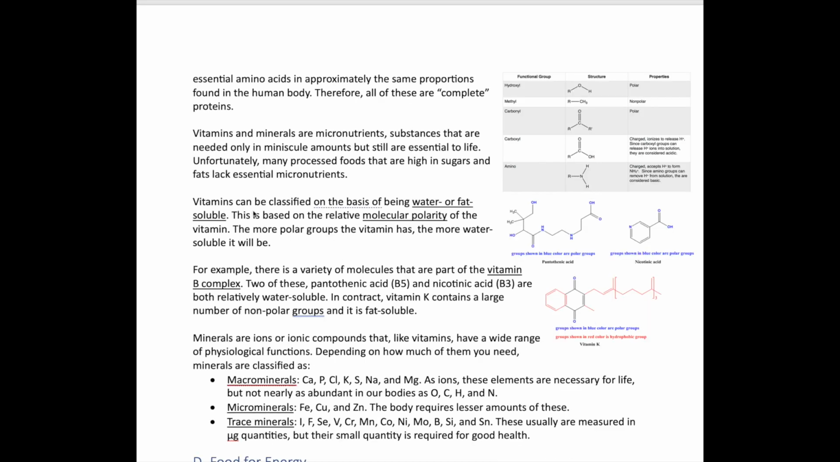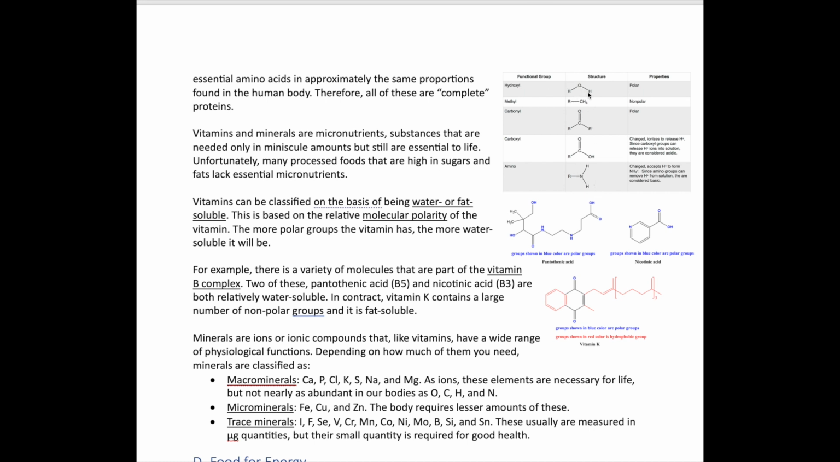So vitamins, generally we classify them based on their ability to be either water or fat soluble. The way you tell whether a vitamin is water or fat soluble is just by looking at their molecular polarity, a concept we discussed in a prior chapter. The simpler way to determine polarity in a vitamin, because they're such large molecules, is to look at how many polar groups they have versus non-polar groups. So this table here shows you what we consider to be polar groups versus non-polar groups.